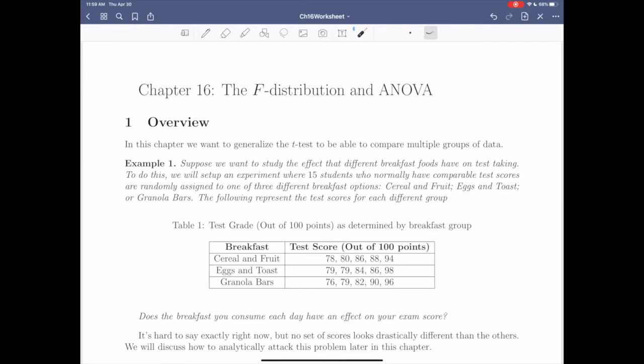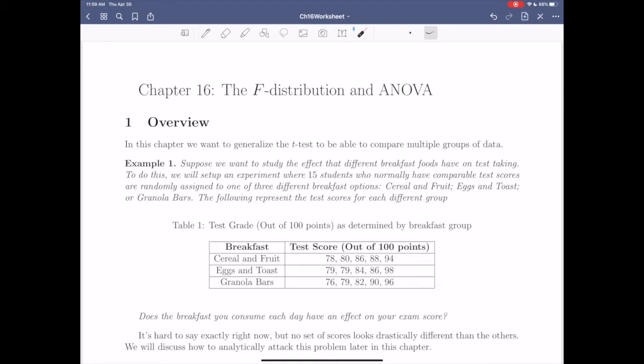In our final chapter, we're going to talk about what's called ANOVA testing. ANOVA testing is going to be a generalization of the t-test. Remember that the t-test is what we used if we wanted to compare different groups of data. So if we had two different things that we wanted to compare, we would use the t-test. And ANOVA is going to allow us to compare three or more groups of data. And so what I want to do is to generalize this t-test.